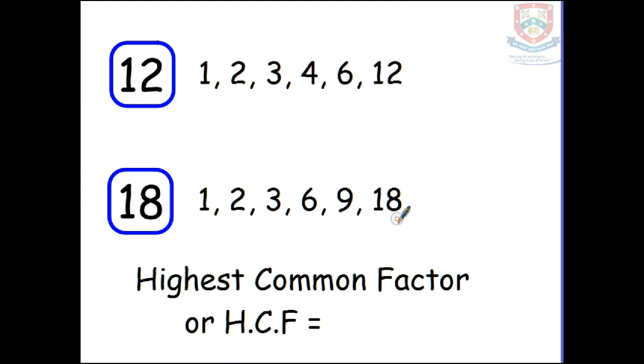Now 18 is the biggest number we can see there, but it's not in both lists. 12 isn't, 9 isn't. But if you notice, 6 is in both lists. This is the biggest number, the biggest factor that appears in both of our lists, so we call this one the highest common factor, and giving our answer, the HCF is equal to 6.